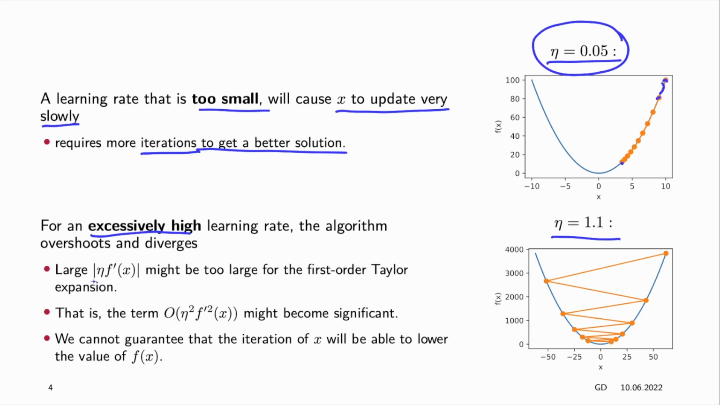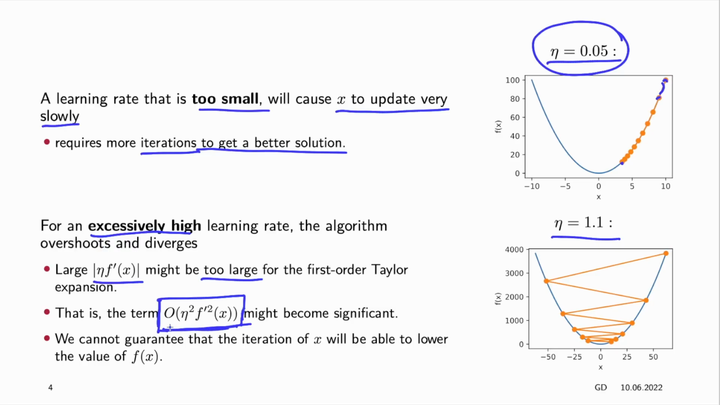So large absolute values of eta times f prime might be too large for the first order Taylor expansion. And in this case, our quadratic term might become significant and dominate the reduction that we just said. So we cannot guarantee for large learning rates that our reduction is enough to be larger than this quadratic term. So the quadratic term may actually lead to an increase in the function.